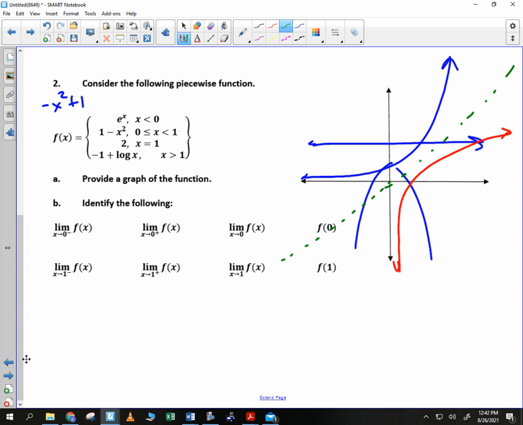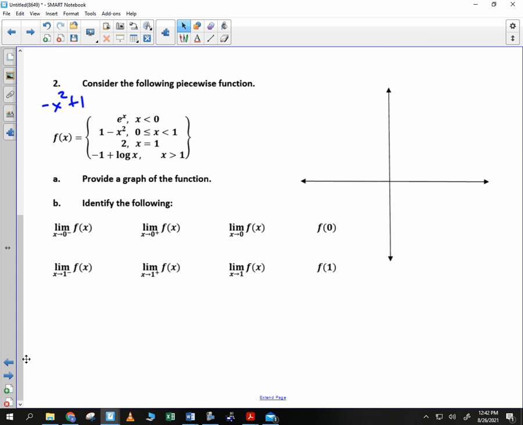Are we all good? All right, let's go ahead and erase these and try to come up with a great graph representing this situation. E to the x for x less than or equal to 0. Let's plug in 0. What is e to the 0? 1. Anything to the 0 power is 1. So I'm going to mark 0, 1.